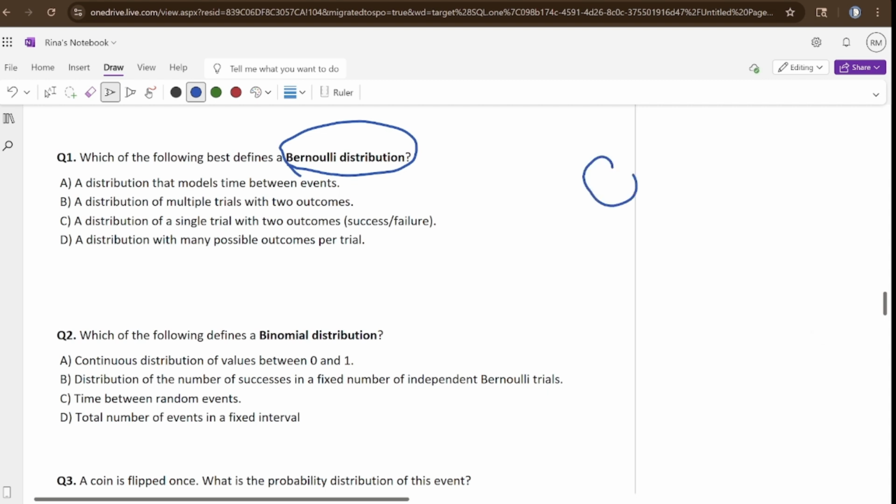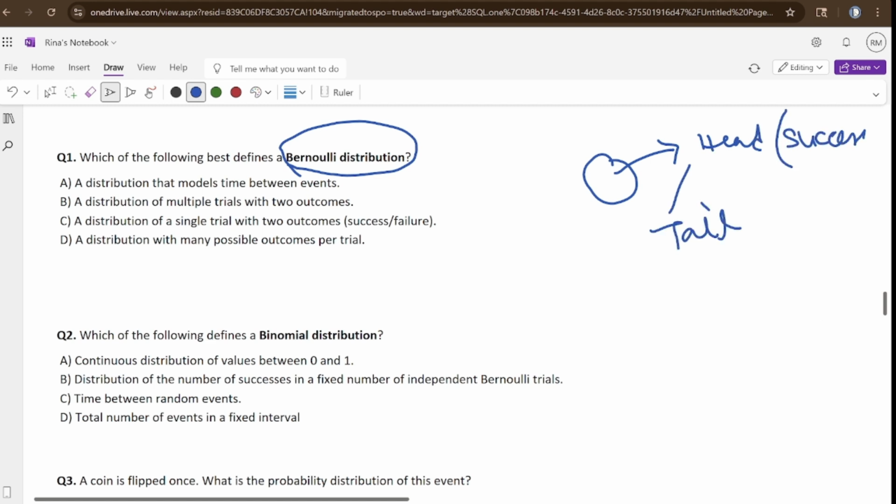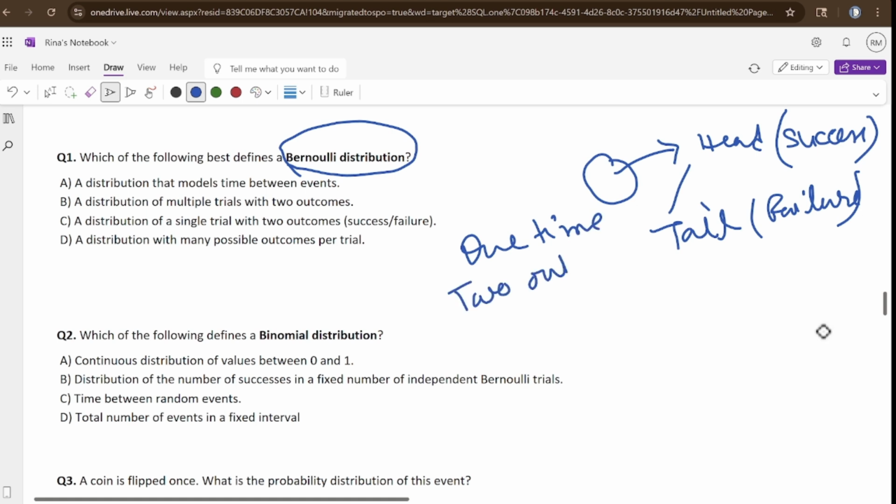If you throw a coin, you will either get head or you will get tail, right? So we can say either success or failure. And when the trial is done only one time, so it is one time and two outcomes. That means this is a Bernoulli distribution. Okay, now let's read this.